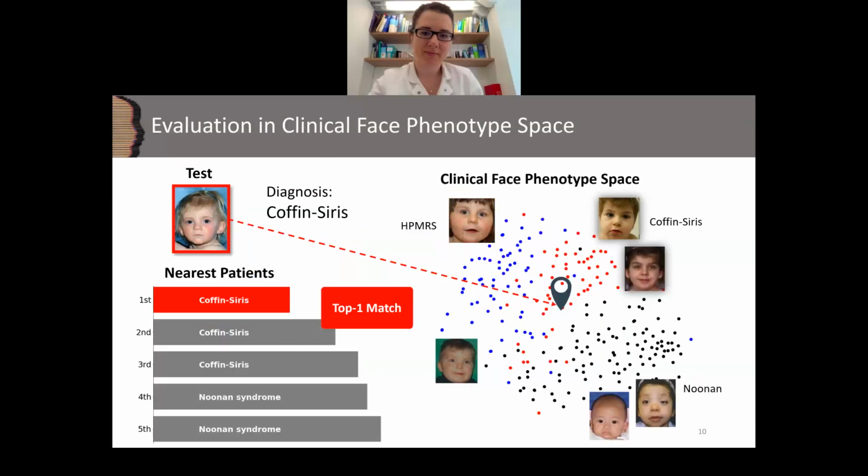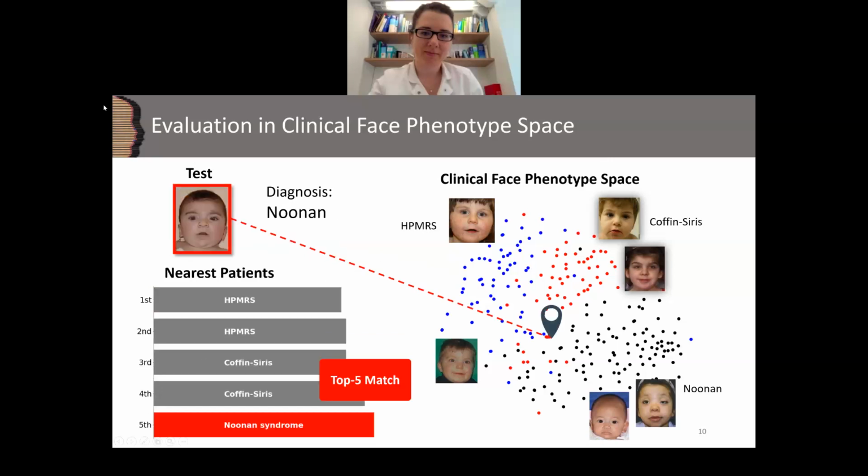You might wonder how we evaluate the performance. Here we use the top K match, or top K accuracy. On the right-hand side is our gallery, the space with a lot of patients you can match. We are testing the patient on the left-hand side, and the correct diagnosis is Coffin-Siris. We already know the answer. Then we try to find the most similar, or nearest, patient in the space on the right-hand side. If the nearest patient is Coffin-Siris, then we call it a top 1 match.